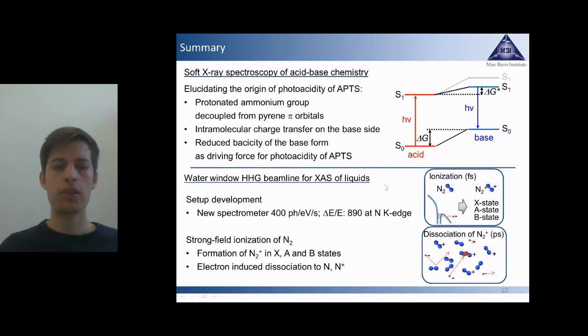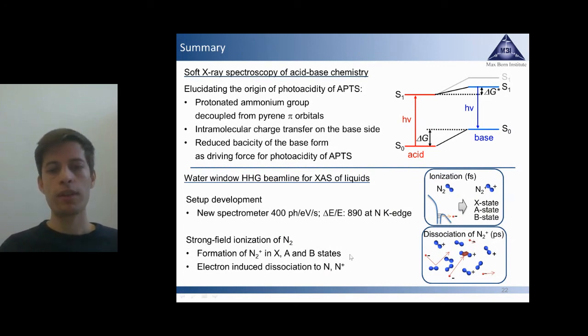In the second part of my talk, I showed you what we did with our water window HHG beamline, and we had a recent improvement in photon number and resolution, which put us in the position to now do first gas phase experiments where we observed strong field ionization of N2, and with the broadband probe we could really map the whole distribution of excited states that we initially populate, and also the photoproduct after dissociation.